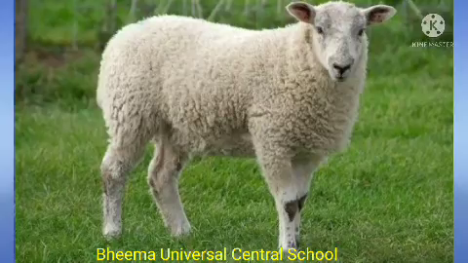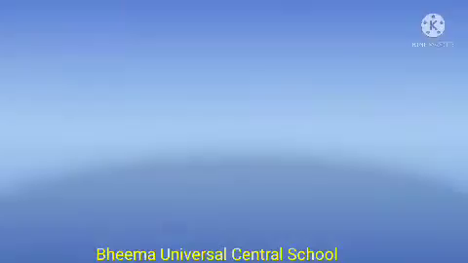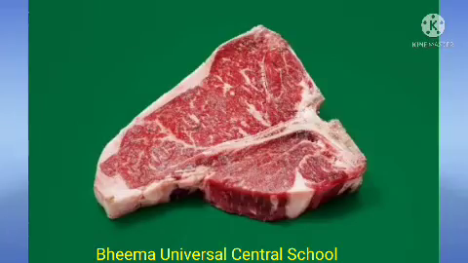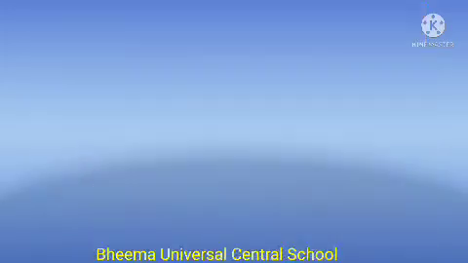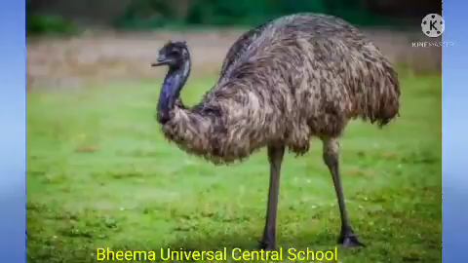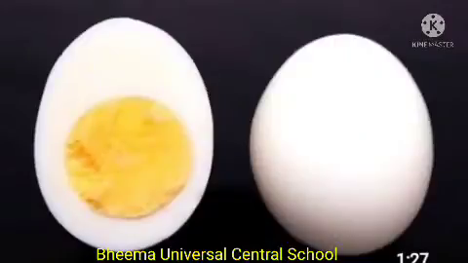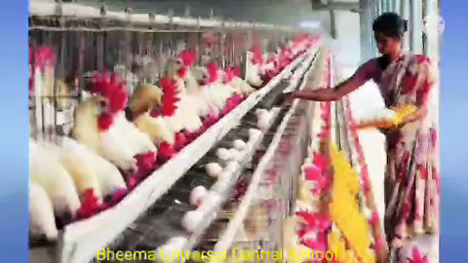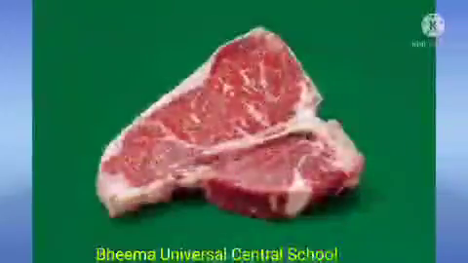The meat from animals like sheep, goat and chicken can be used as a source of food in our diet. These animals are also called meat yielding animals. Hen, duck, turkey and emu also provide us eggs. These are domesticated in poultry farms for the collection of their eggs and meat.